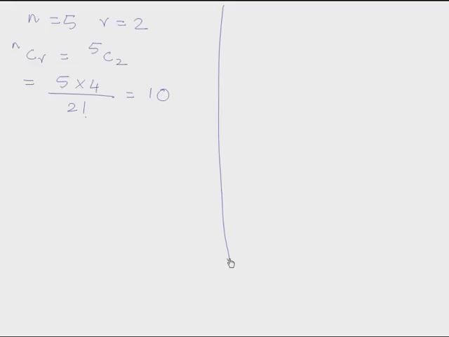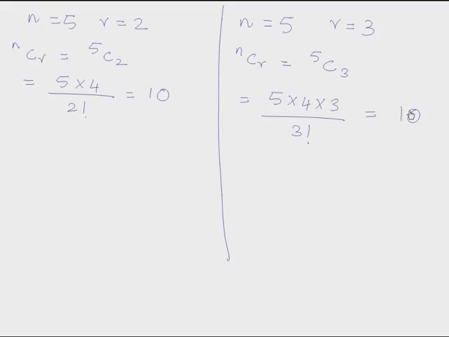Our second example was picking 3 objects out of 5. n equal to 5, r equal to 3. So we wanted nCr equal to 5 choose 3, which is 5 into 4 into 3 over 3 factorial, which is again 10. So our listing was correct.